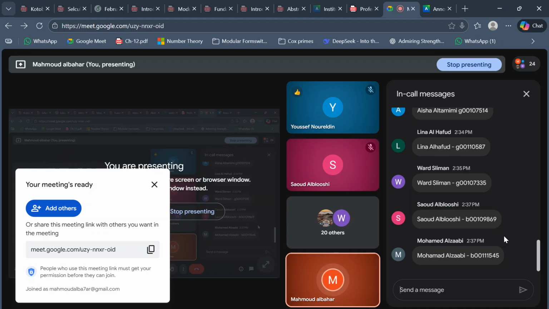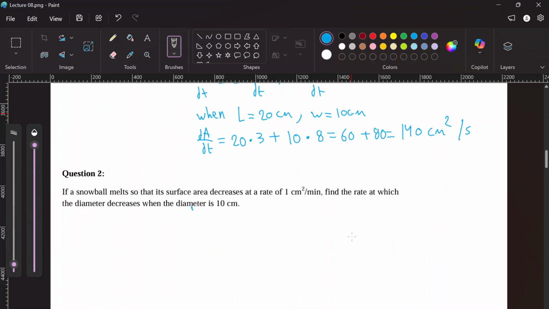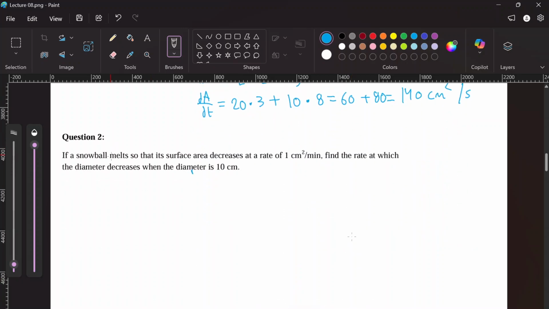Okay, let's continue. Now the second question. Now, if a snowball melts so that its surface area decreases at a rate of 1 centimeter squared per minute, find the rate at which the diameter decreases when the diameter is 10 centimeters, okay?